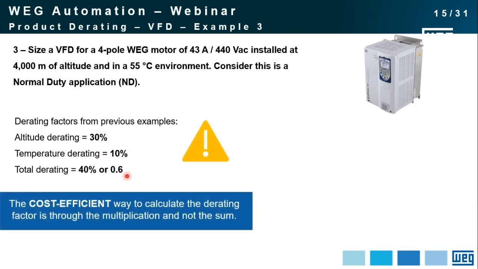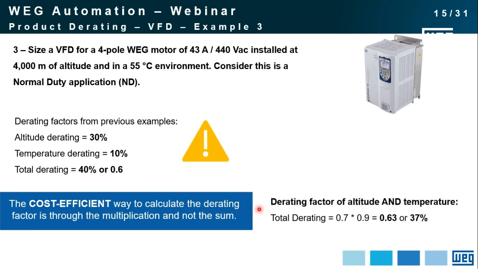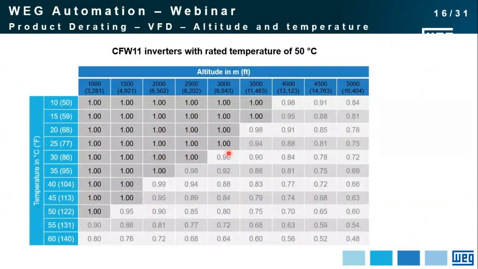However, that's not the most cost-efficient way to calculate the derating factor, because actually you can multiply them instead of making the sum. Why? Because factors can compensate each other. So instead of making the sum, you multiply, and then the derating, instead of being 40%, is going to be 37%. Let's take a look at this table here.